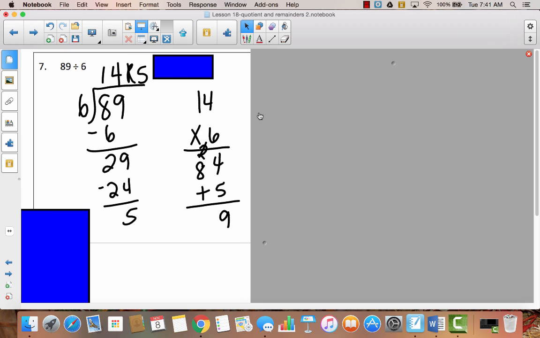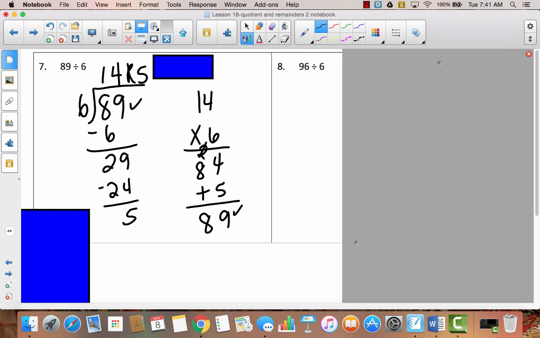And then I went ahead and checked my work. 14 times 6 was 84, plus 5 gave me 89, which gives me the same answer as I had here. All right, so now we're ready to try problem number 8.